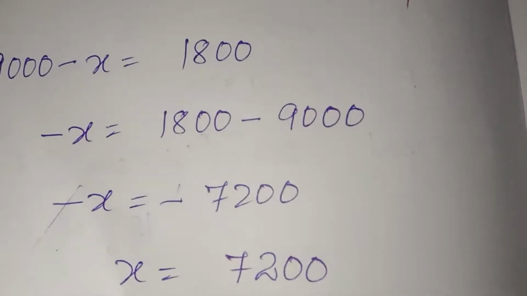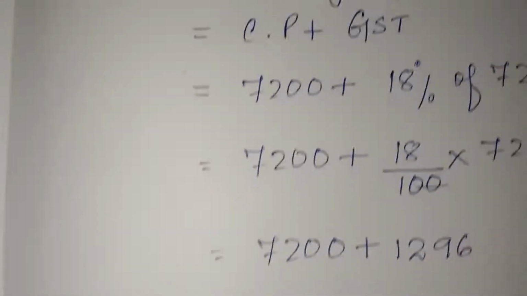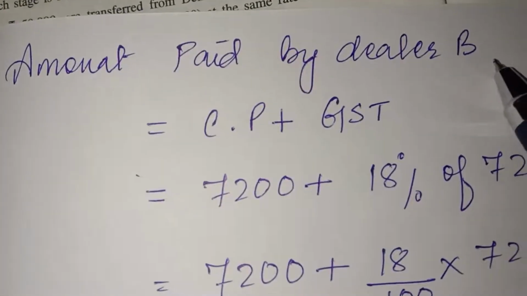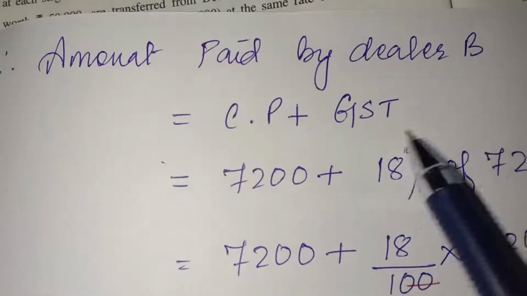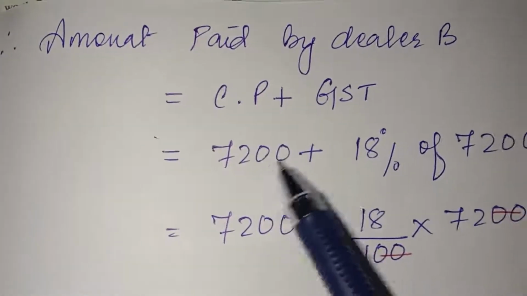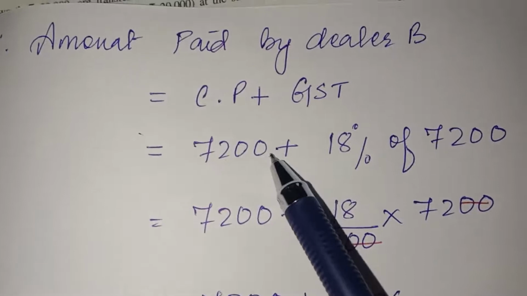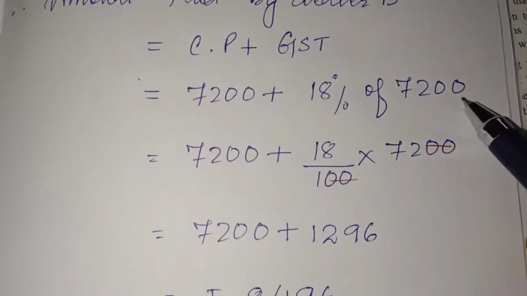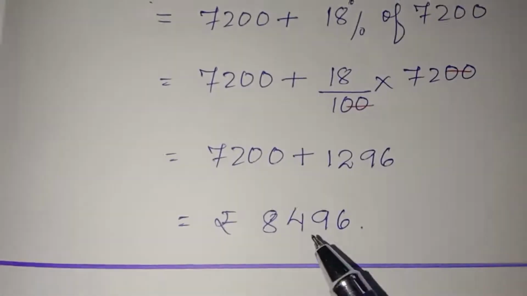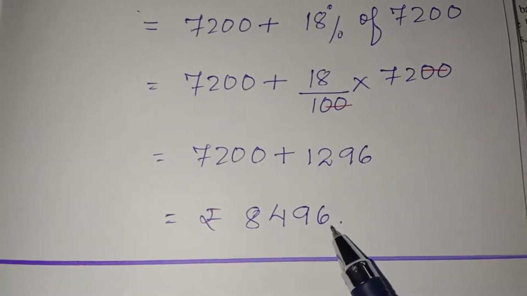This is only the cost price, but you have to find the amount paid by dealer B. So dealer B has to pay GST also. His cost price is 7200, so he will pay GST on cost price. So 18% of 7200. On simplification, you will get 8496.